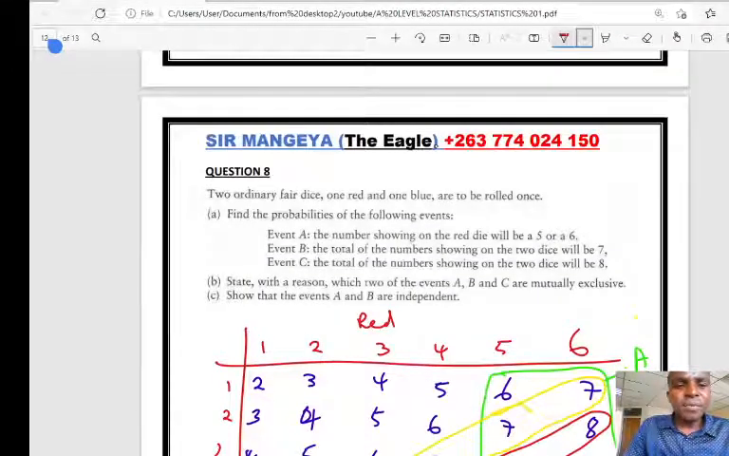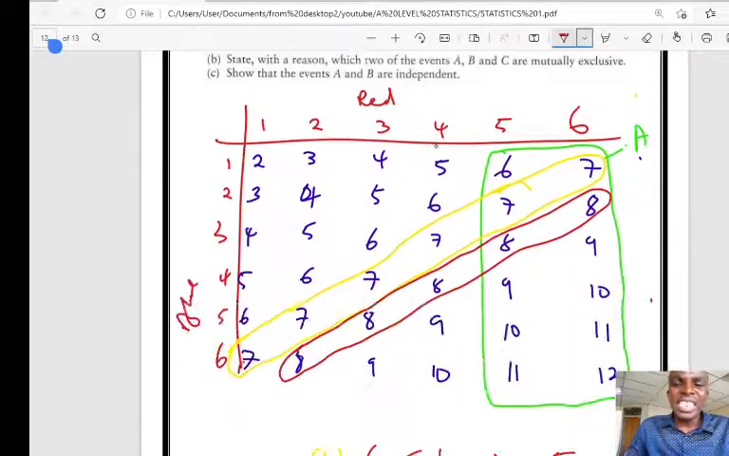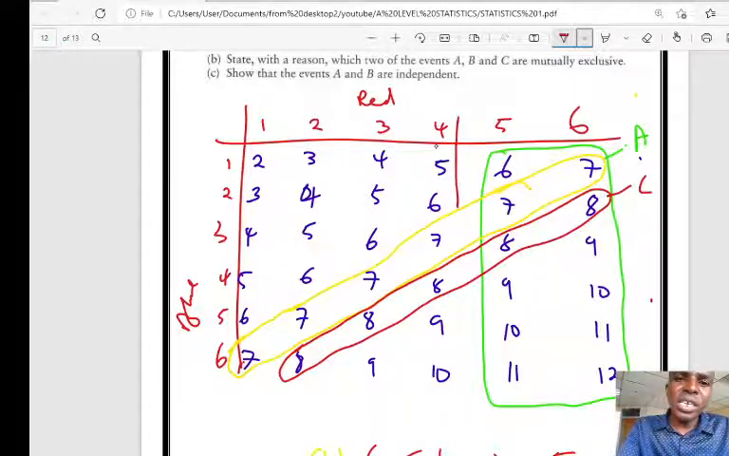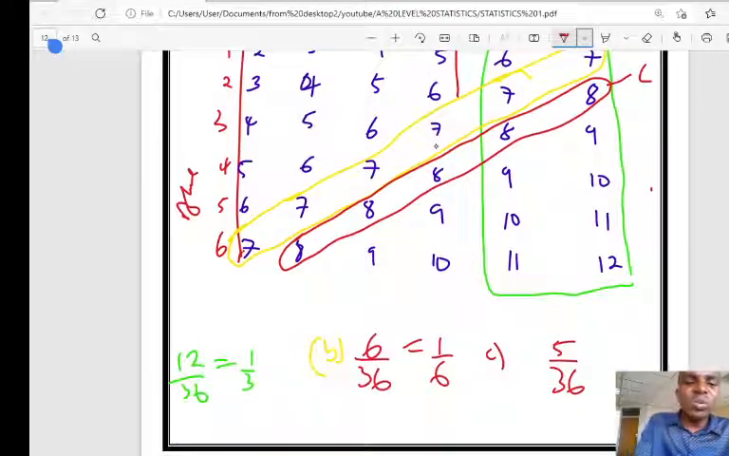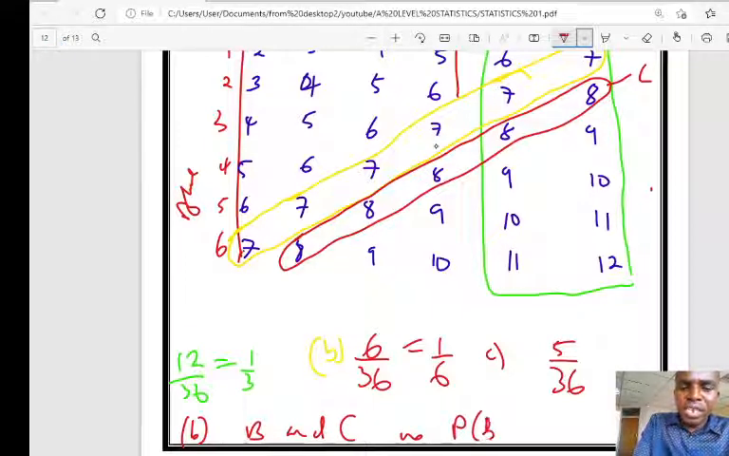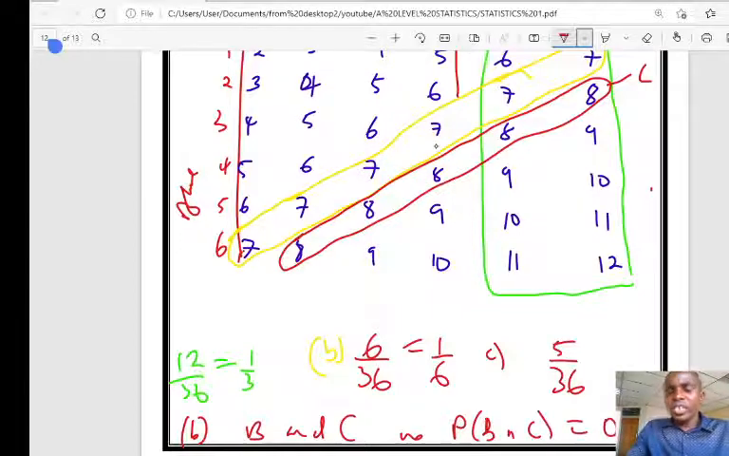Then part B: state with a reason which two events among A, B, and C are mutually exclusive. These are events which cannot happen at the same time. In this case, you can see there is no intersection between sum 7 and sum 8. This one was event C and this one was event B. So events B and C have no intersection, which means B and C are mutually exclusive events, and the probability of B intersection C equals 0.